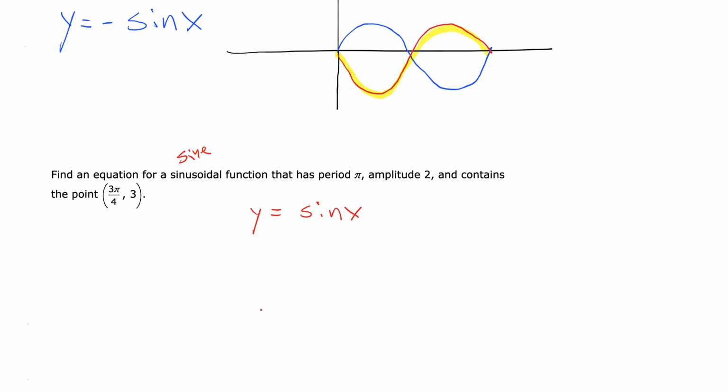Okay, if it has an amplitude of 2, do you know how we can apply that to this problem? Yep, 2 goes in front of the sine. All right, took care of that. And it has a period of pi. So if it has a period of pi, then how do we acknowledge that?